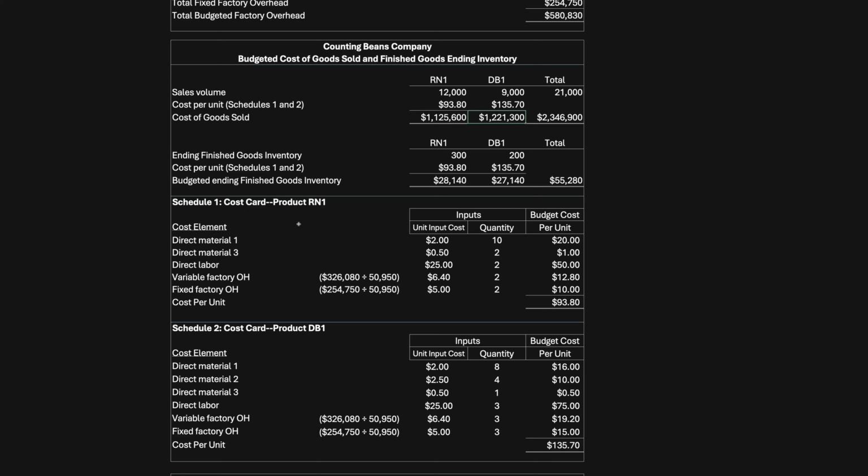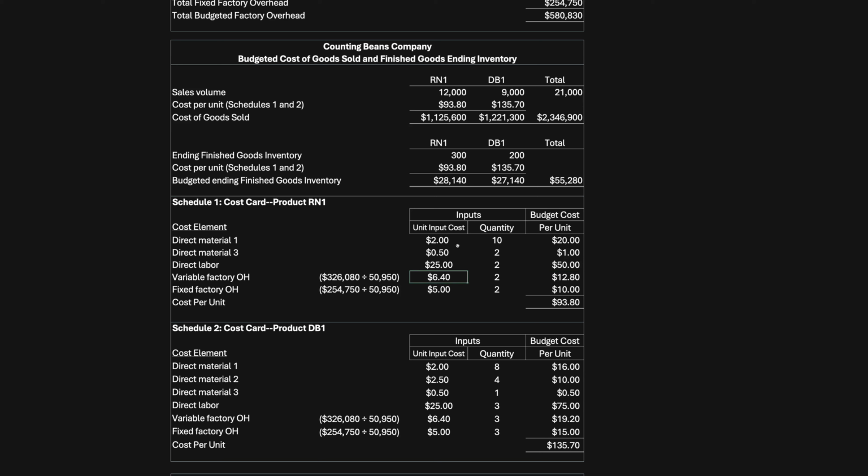If we do the same thing for the first product, Real Nice RN1, we can see that we once again have our unit input costs. So $2 per pound of direct material 1. This product does not use direct material 2, so we'll go straight to direct material 3. It's 50 cents times 2 pounds, which is $1. The direct labor is still $25 an hour times 2 hours, which is $50.